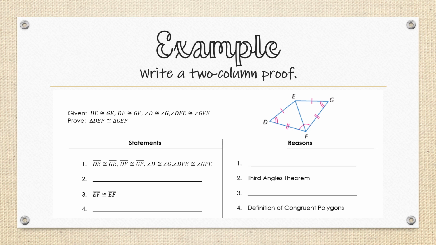All right, so we're going to use what we know about polygon congruence, and we are going to do a couple proofs to prove some triangles are congruent. So for the first one, we have a lot of given. So everything's marked in the picture.